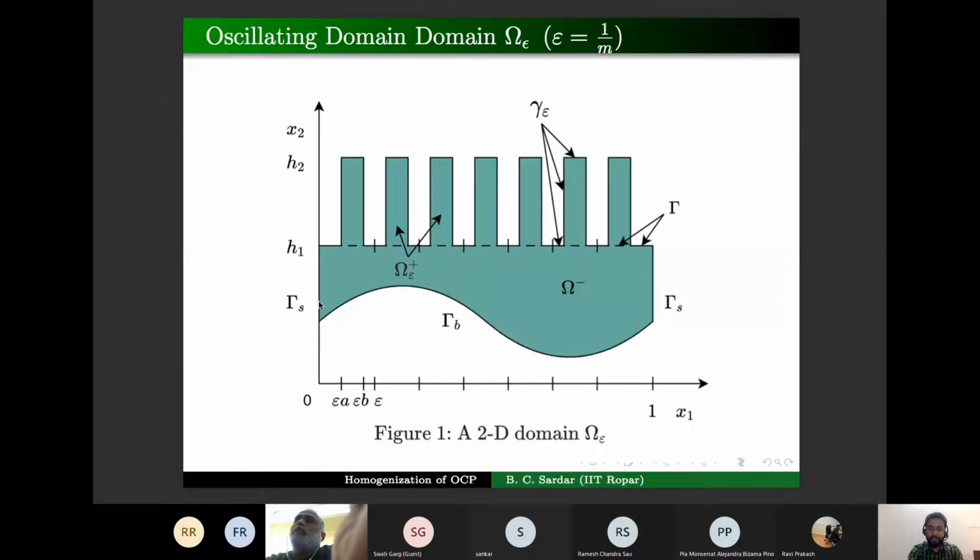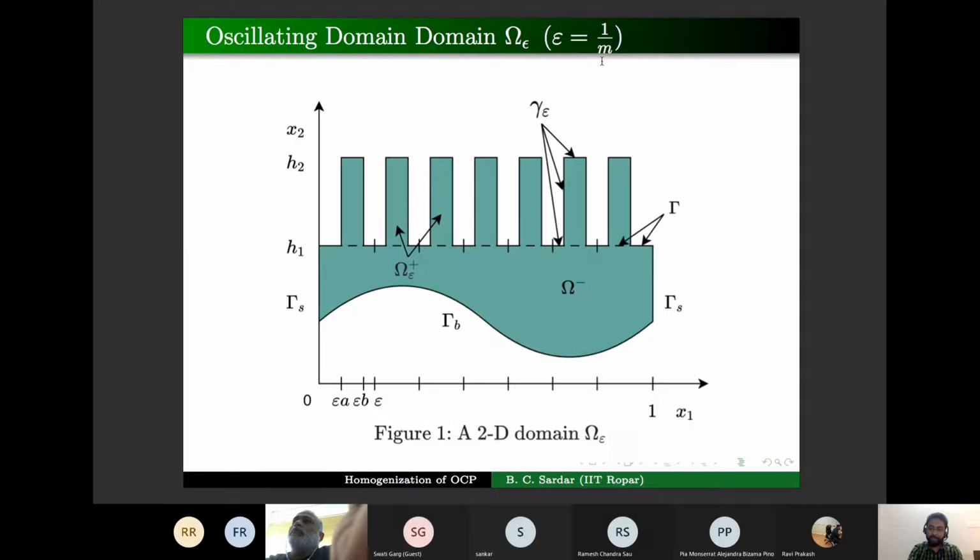In more detail, the oscillating domain Omega epsilon consists of a fixed part, Omega minus, which is the base part, and the oscillating part, Omega epsilon plus, which consists of slabs of height h2 minus h1 and breadth a epsilon into b minus a. Here the parameter epsilon is equal to 1 over m, where m denotes the number of slabs. The domain is oscillating in the sense that as the small parameter epsilon approaches 0, the number of slabs increases.